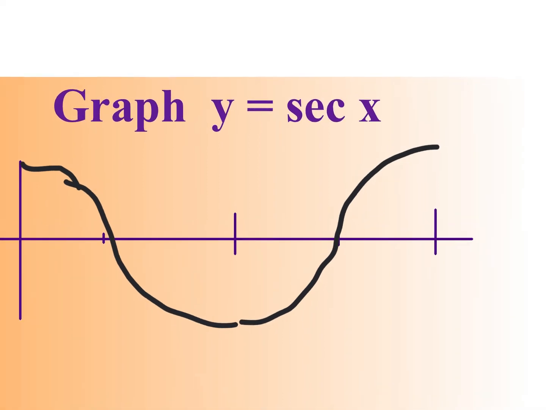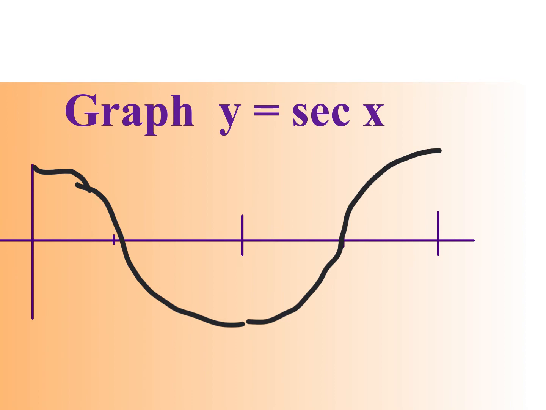Now, why the heck am I graphing cosine if I'm supposed to be graphing secant? Because, would you agree that cosine is really 1 over secant? So secant, another way to say that, is 1 over cosine. So we need to know what cosine looks like so that we can do 1 over cosine.